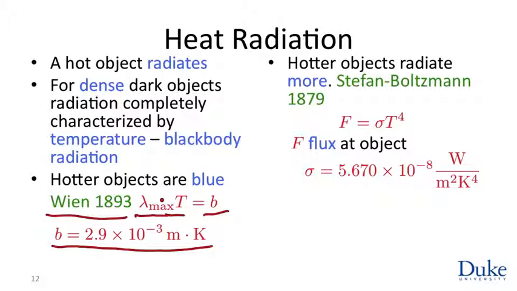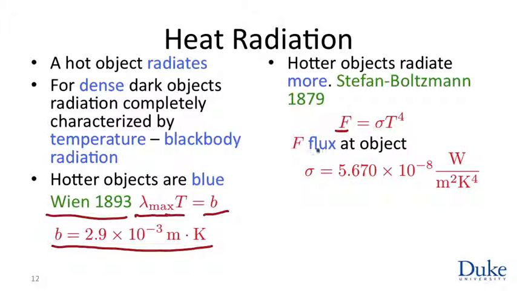The other and more familiar statement is that hotter objects produce more light. This is encoded in the Stefan Boltzmann relation, which tells us that the rate at which each meter squared of an object radiates, of course a big object radiates more than a little object if they're the same temperature. 2 light bulbs make more light than 1 light bulb.